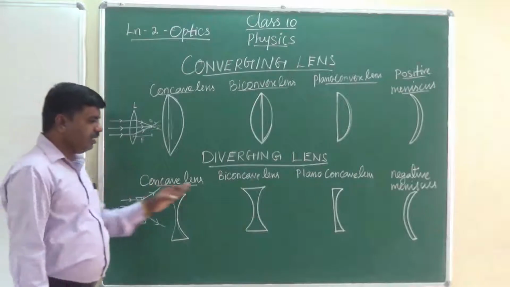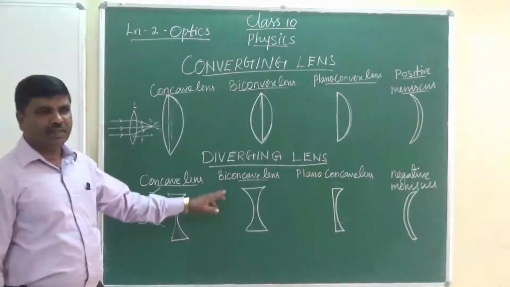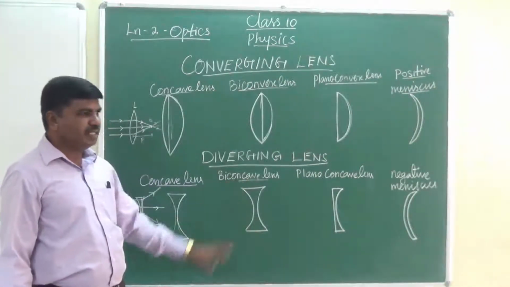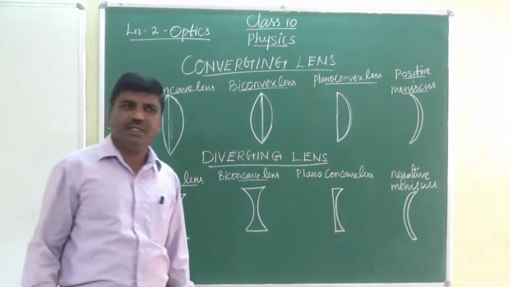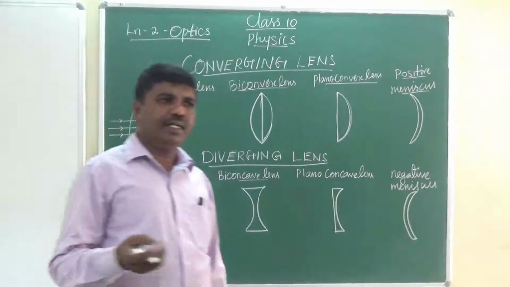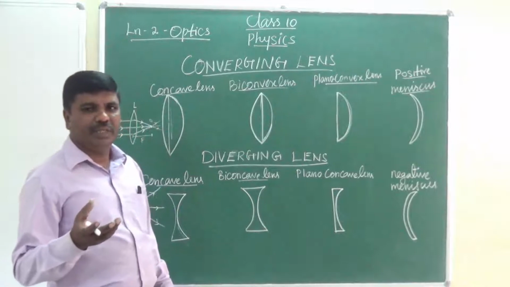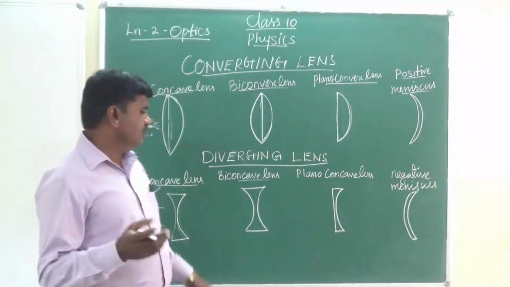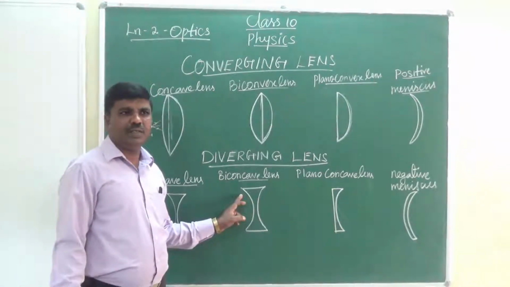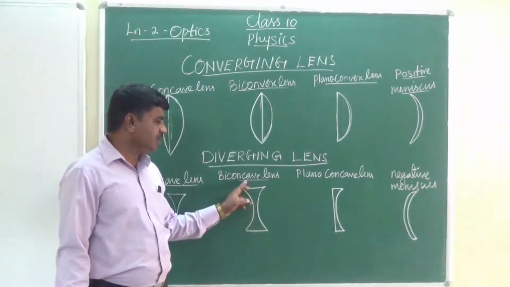Then another one, the biconcave lens. This biconcave lens is used for different purposes in laboratories, and many other purposes we can say. Not only laboratory purposes, but also for contact purposes, and in binoculars. So there are many purposes they use this biconcave lens for.